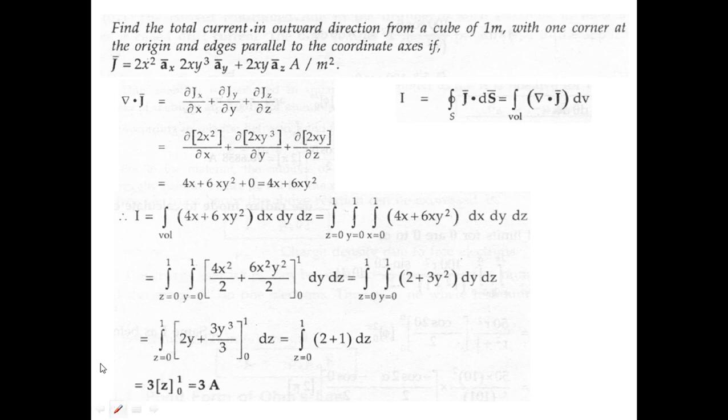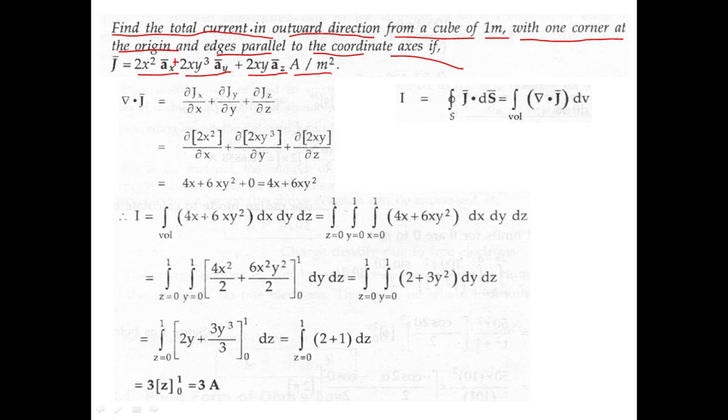So here, please read the question. Find the total current in outward direction from a cube of 1 meter with one corner at the origin and the edges parallel to the coordinate axis if j vector is 2x square ax cap plus 2xy cube ay cap and plus 2xy az cap ampere per meter square. So this is the unit for current density j, right?